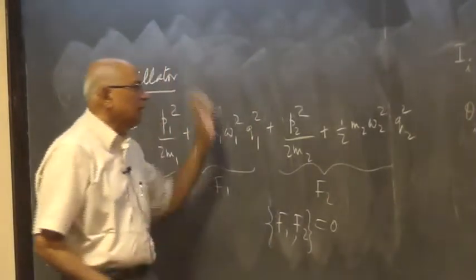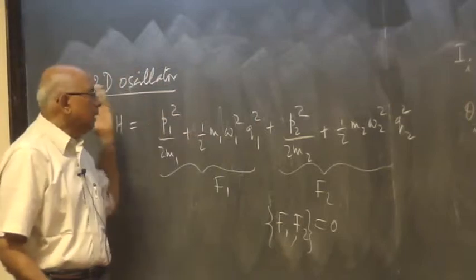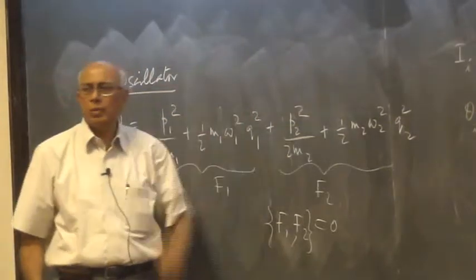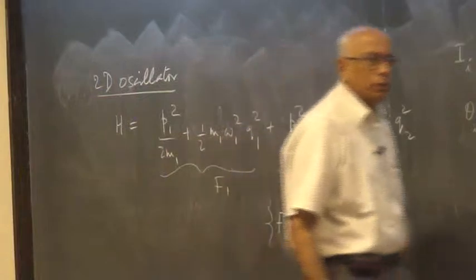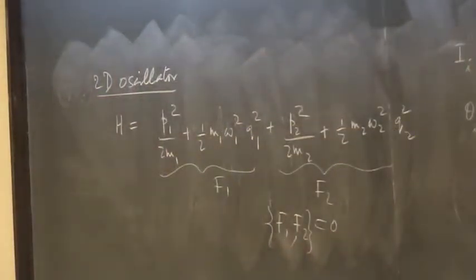That will always be the case if I write an n-body Hamiltonian, an n degree of freedom Hamiltonian, as a sum of one-body Hamiltonians, decoupled. It will always be true. I have n of them in involution.